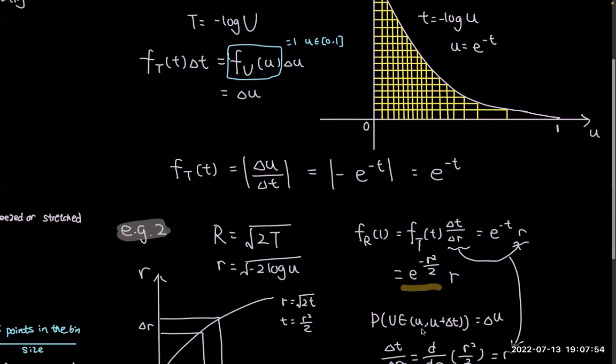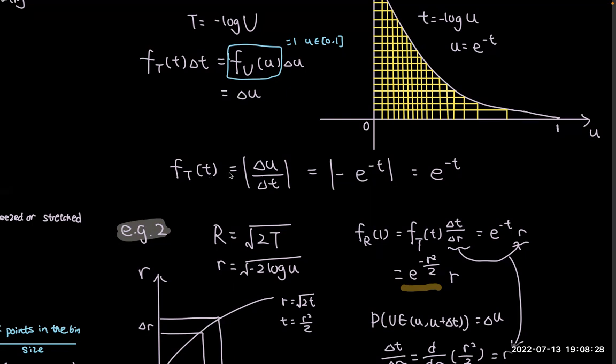The reason it is 1 is that if you look at the probability that a uniform random variable belongs to this small interval from U to U plus delta U, then this probability is simply the length of the interval, which is delta U. So therefore the density is 1, because it's 1 times delta U. Okay, so now we have this identity, and from here we can get f_T(t).